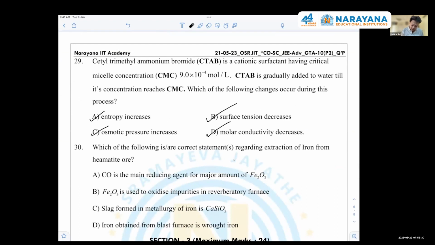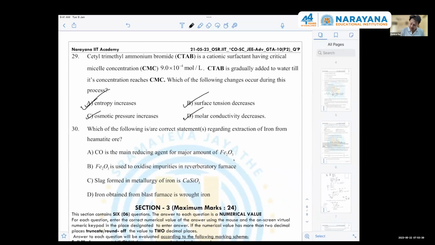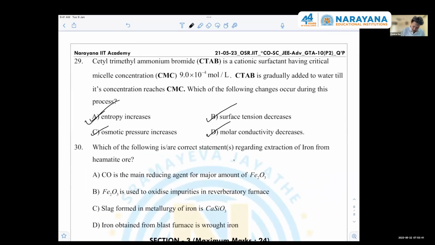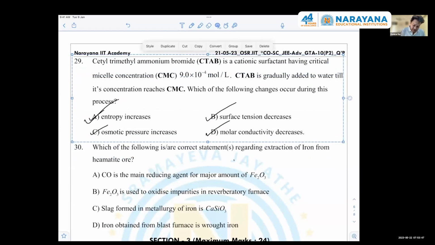Question number 29. Entropy increases, surface tension decreases and osmotic pressure decreases. What is the situation? Because these questions will always be asked from surface chemistry. There you use it. So I will discuss this question. Many times JEE has asked this, and they'll keep on asking.